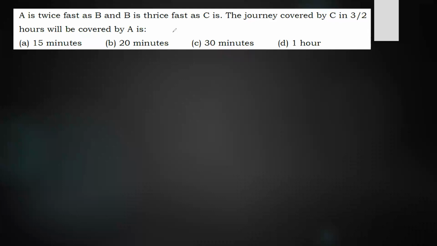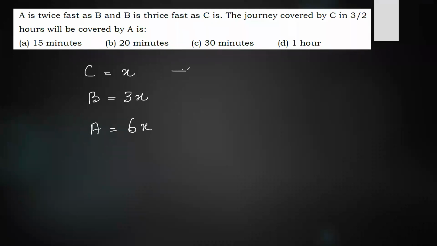Yes, Sanju, good. Okay, so let's take C as x. Then B will be thrice as fast as C, right? So it will be 3x, 3 times the speed. But A is twice as fast as B, so A will be 6 times x. This is speed, right? So if I take C as x, B will be 3x, 3 times C. A is 2 times B, so it becomes 6x.